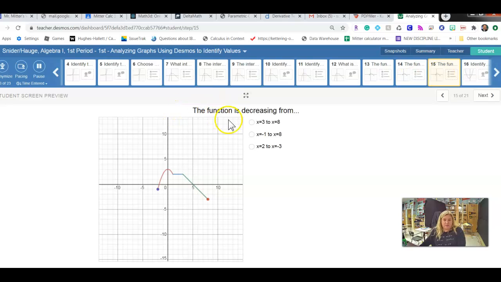Slide 15. The function is decreasing from, right here, decreasing. We do have 2 intervals, from 0 to 1. It's decreasing, but I don't have that over there. From here is from 3 to 8, so it's going to be right there.